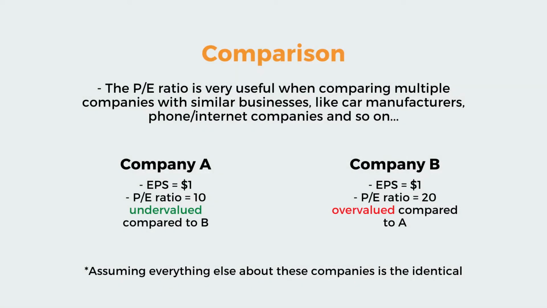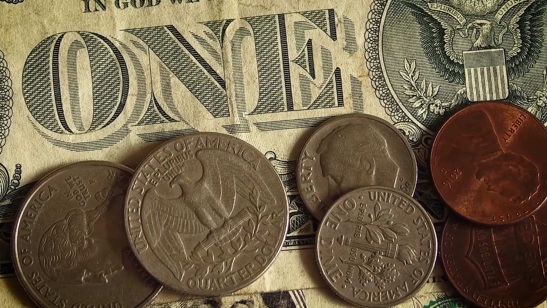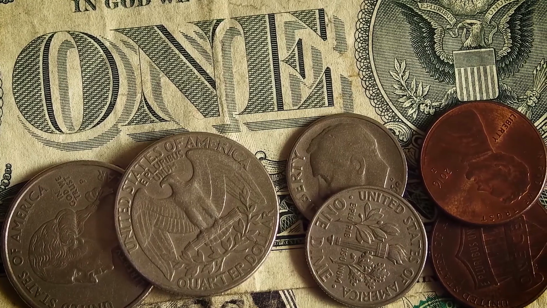The PE ratio is mostly used to compare companies that are in the same kind of business to see which ones are undervalued and which ones are overvalued. For example, if you had two companies that are exactly the same, but one is trading at a PE ratio of 10 and the other is trading at a PE ratio of 20, then you would want to buy the one that has the PE ratio of 10, because compared to the other one, you are paying less for the same earnings. So you would be paying $10 for $1 of earnings, but the other company you would be paying $20 for that same dollar of earnings.